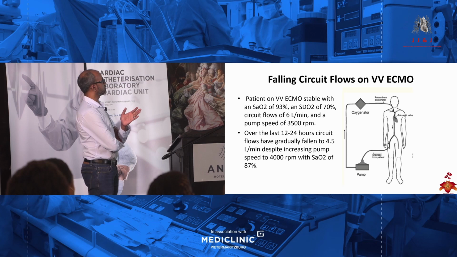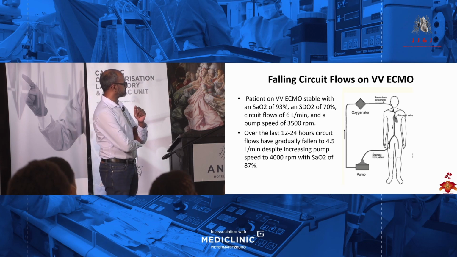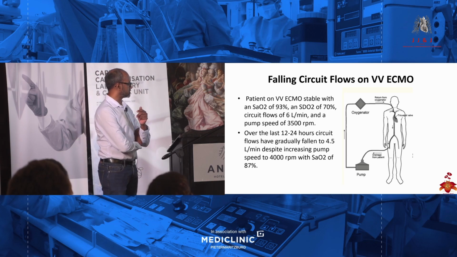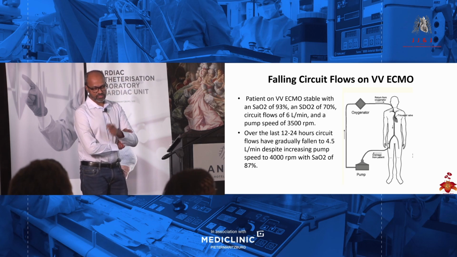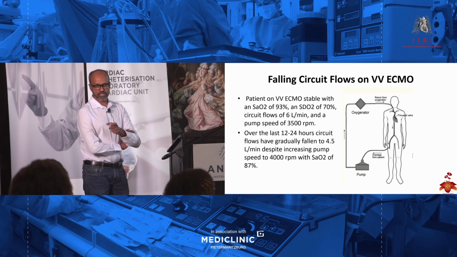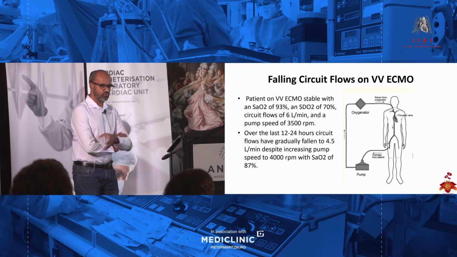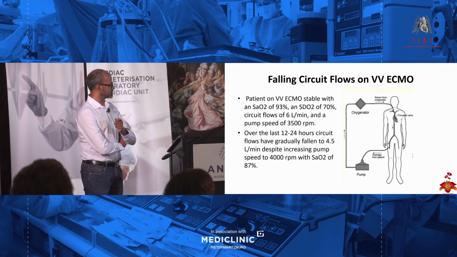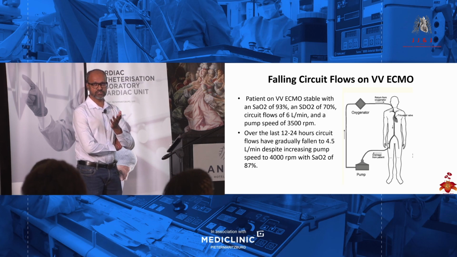Over the last 12 to 24 hours, the flow gradually falls to 4.5 liters per minute despite increasing pump speed to 4,000 RPM, and the saturation is now 87%. Obviously, we need to make sure that there's no change in the position of the cannula, no kinking of the tubes, and no low volume coming into the circuit. But once we've excluded all of this, then we would have to consider a thrombus.